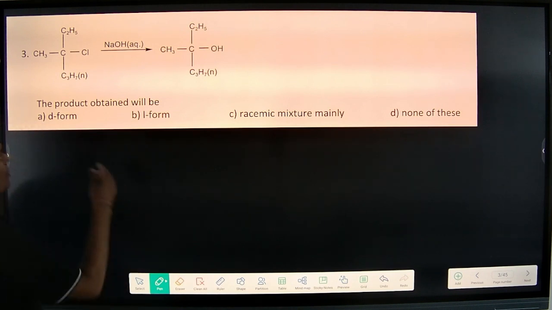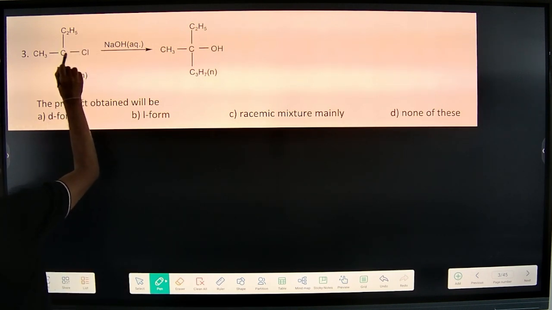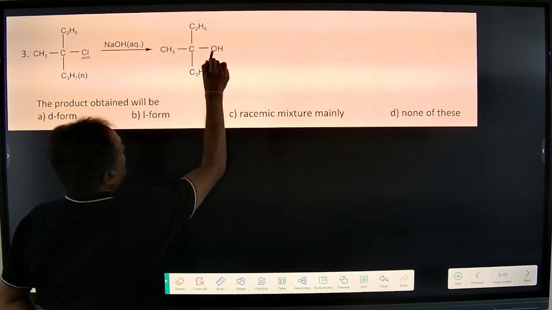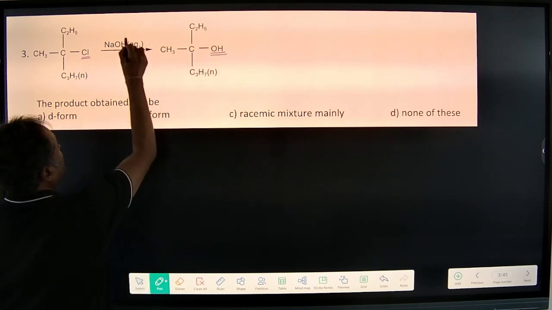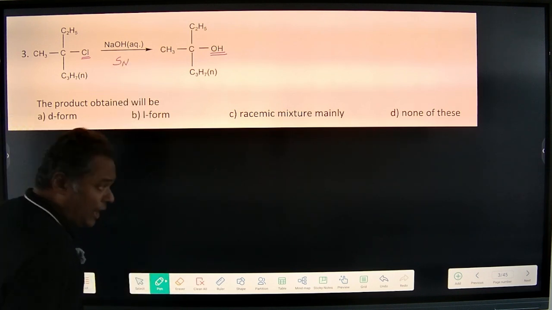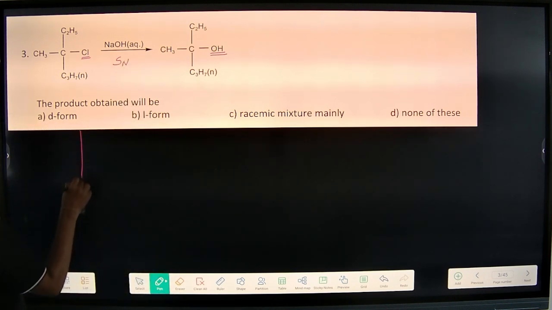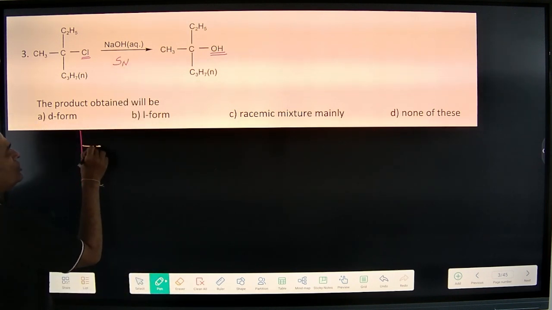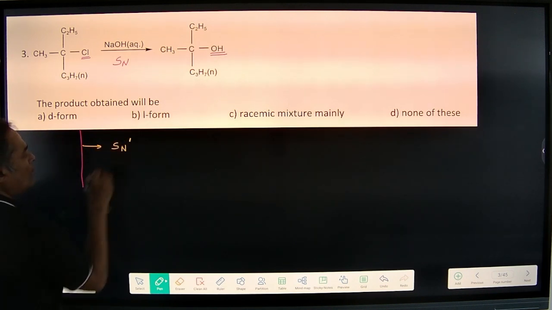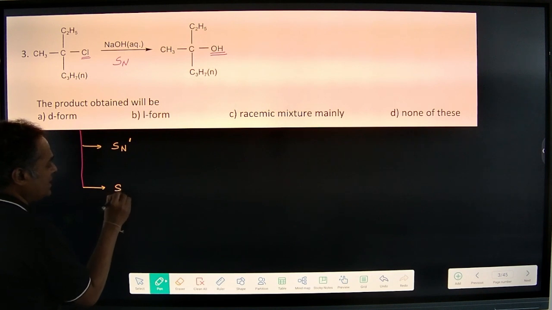Now, child, if you check over here, we have a reaction where chloride is getting replaced by OH, since you have aqueous. So I think it is a substitution reaction. Is it clear? Now, the question comes, when you talk about substitution reactions, there are two substitution reactions that we are discussing as per the syllabus. One is SN1 and one is SN2.